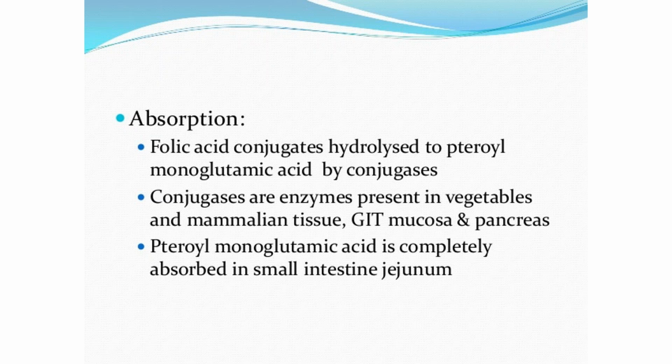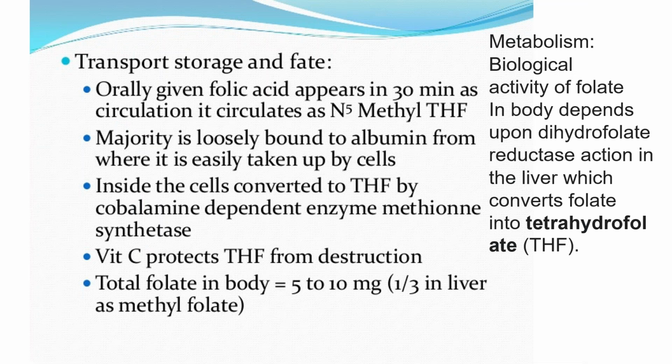How is it absorbed? When folic acid is given as conjugates, I will clarify in the next slide. It is hydrolyzed to pteroylglutamic acid by conjugase. Conjugases are enzymes present in the vegetables. Let's go to the last slide. Transport: given orally, folic acid appears in the circulation in 30 minutes.